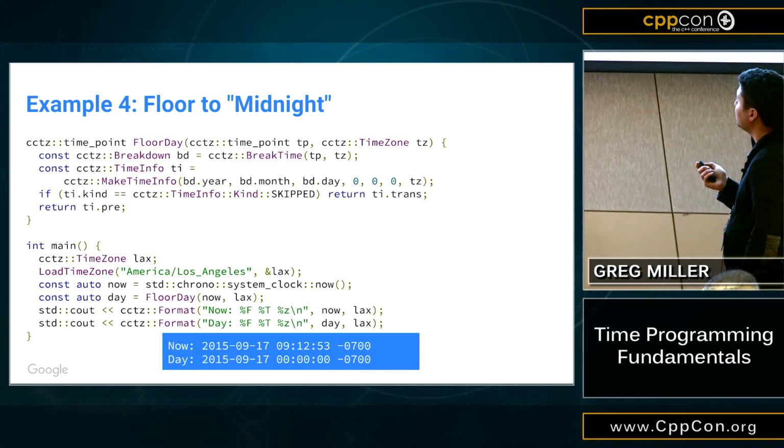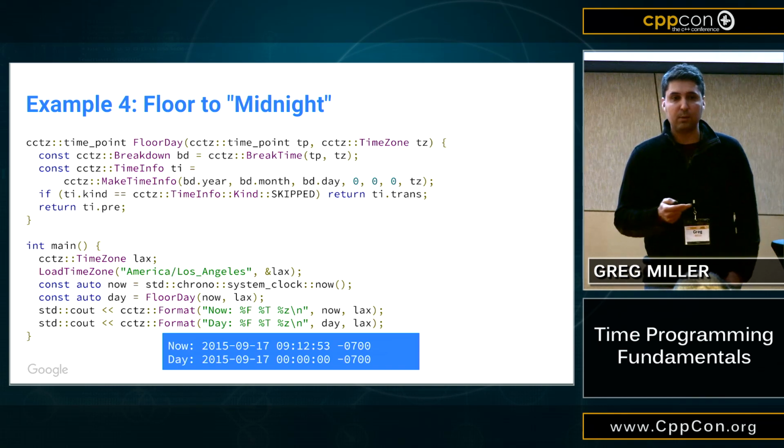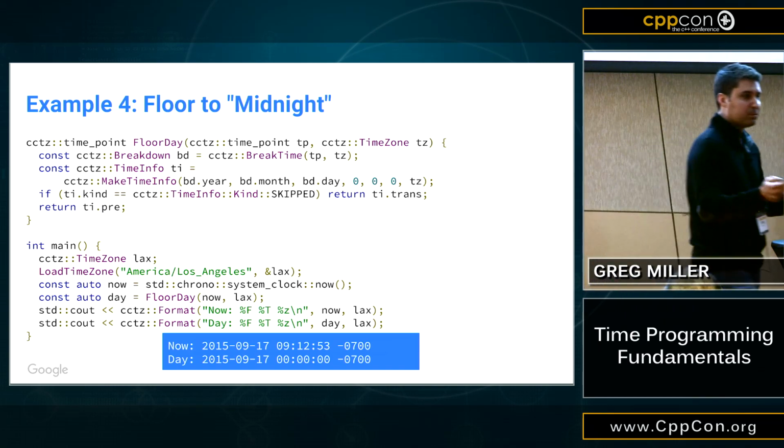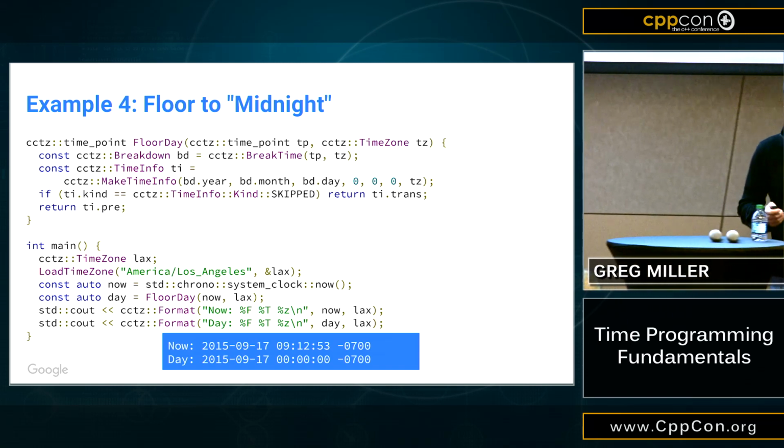So what we're doing here is we're just using time info. So we would say make time info of this time's year, month, and day, hour 0, minute 0, second 0, and I get the time info, and I say if that time was skipped, then return the transition point, because that would be the first instant of the day. Otherwise, return pre. Pre would always be the first instant then. And so this function will work for any time zone, anywhere in the world, given any funny daylight savings or other transitions, forward, back, skips, repeats, anything like that. This should work anywhere. Yes?